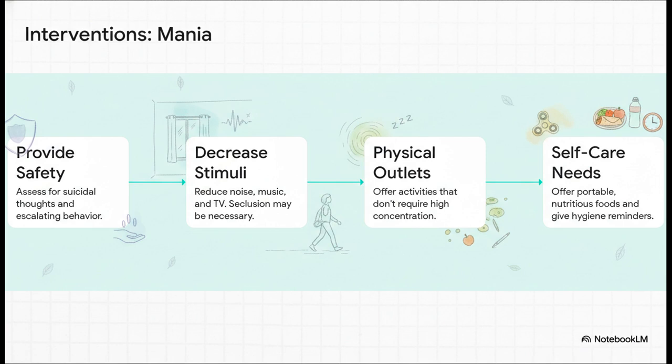And don't forget their physical needs. Clients in a manic state are constantly moving. They're burning a crazy amount of calories and are at risk for total physical exhaustion. That's why we give them high-calorie, portable foods they can eat on the go, because they're definitely not going to sit down for a 3-course meal.